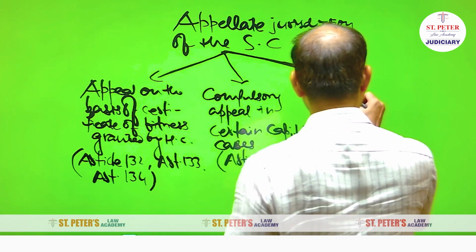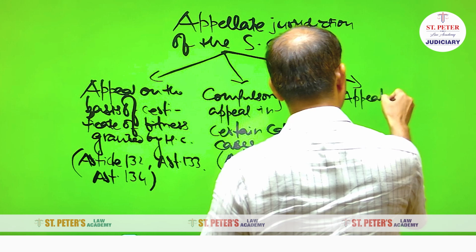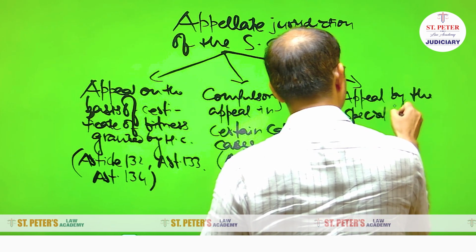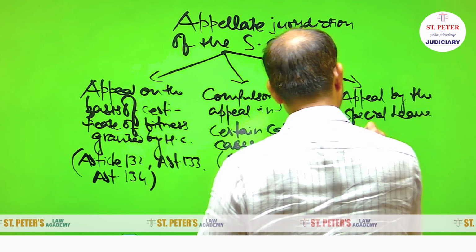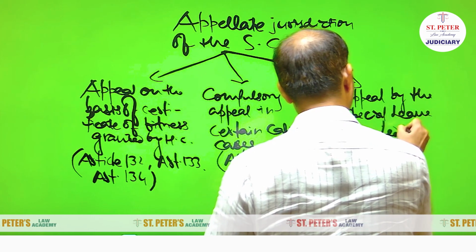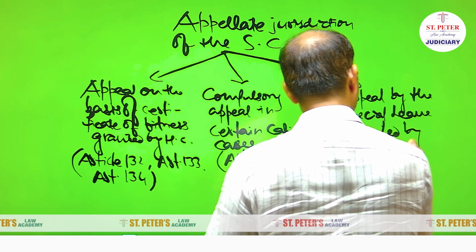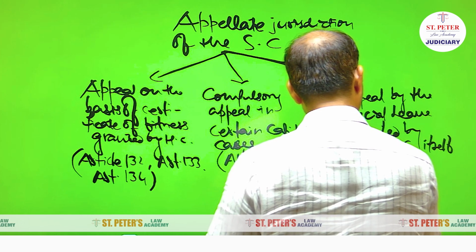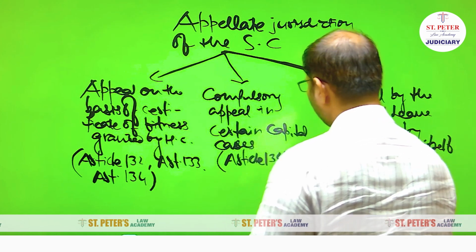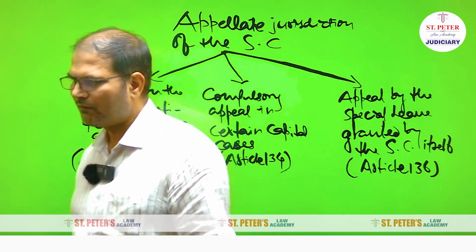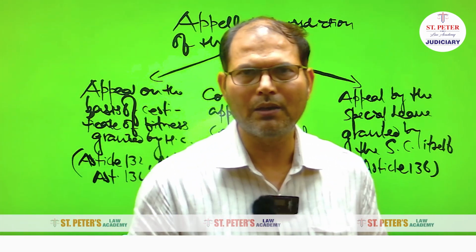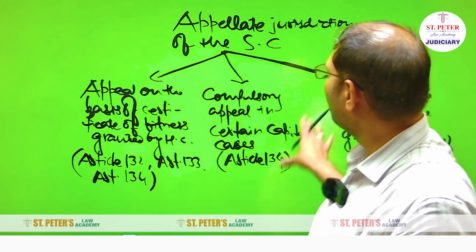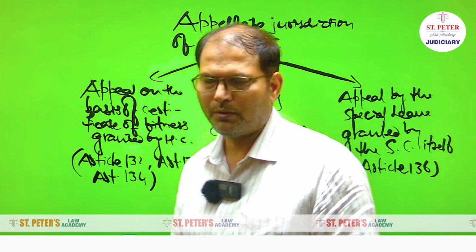And the third is appeal by the special leave granted by the Supreme Court itself. This provision is contained in Article 136 of the Constitution. So basically you have to keep in mind Article 132, 133, 134 and 136 of the Constitution in order to appreciate the overall gamut of the appellate jurisdiction of the Supreme Court.